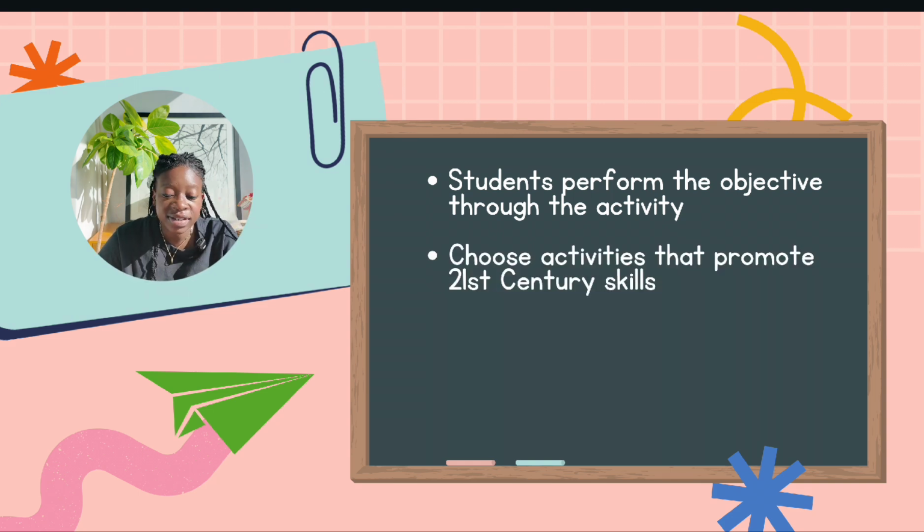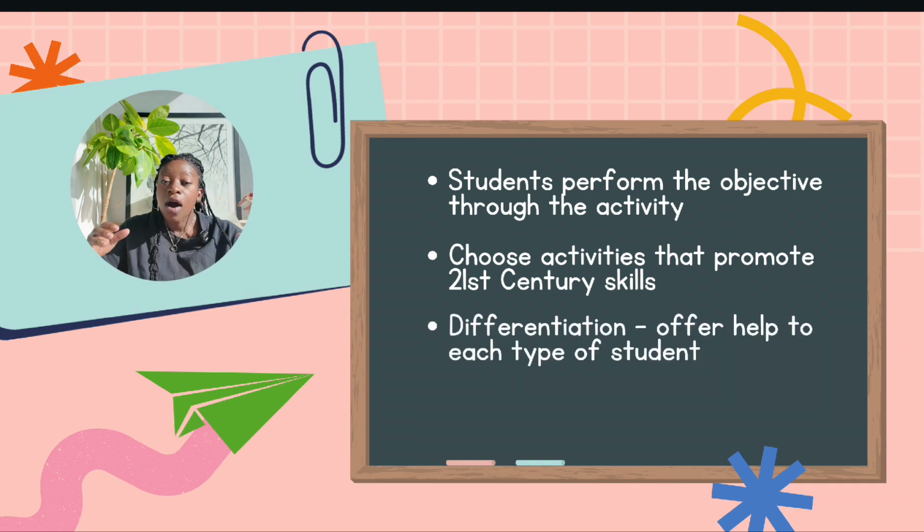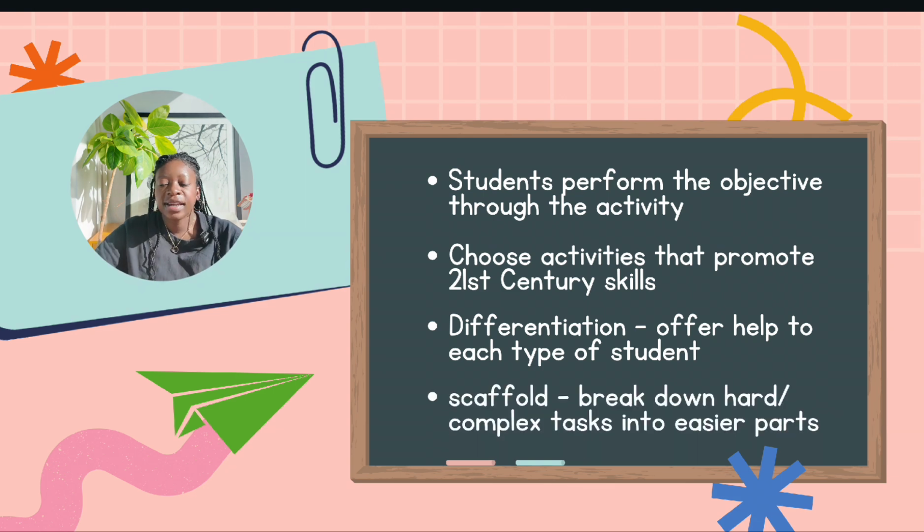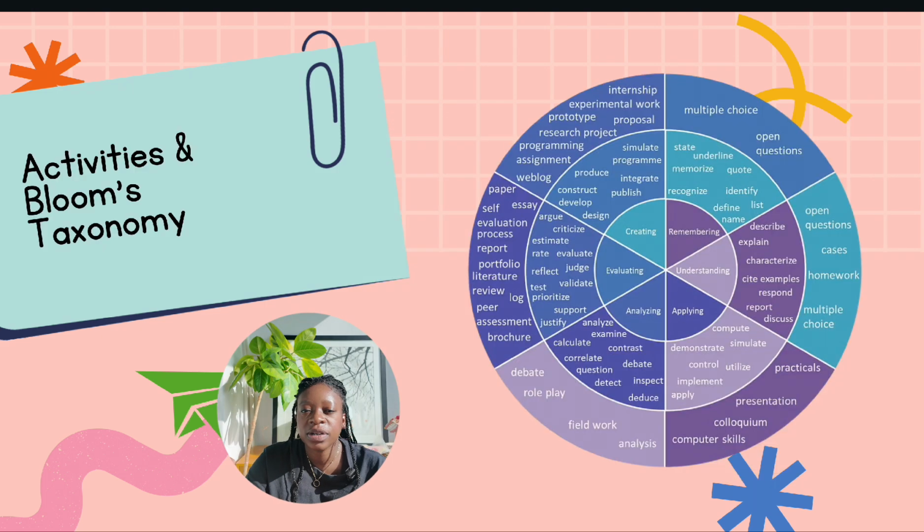21st century skills. Choose activities that promote at least one skill. Offer help to each type of student, and then break down hard tasks into easier parts. Remember to work closely with Bloom's Taxonomy when you first get started.